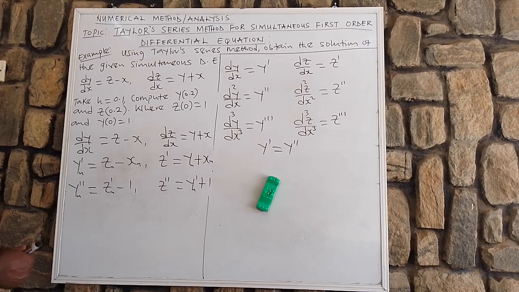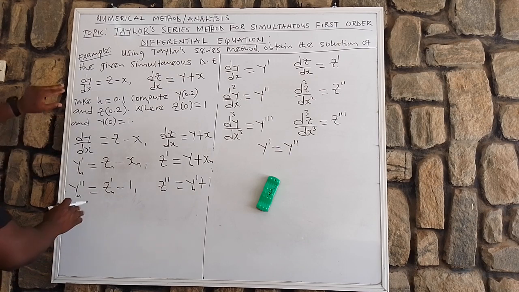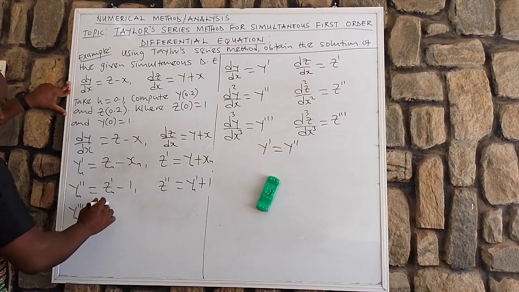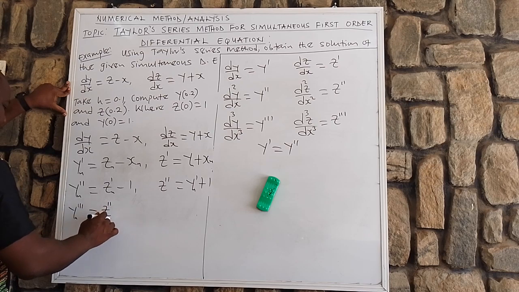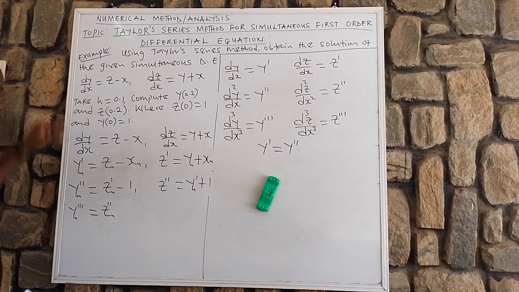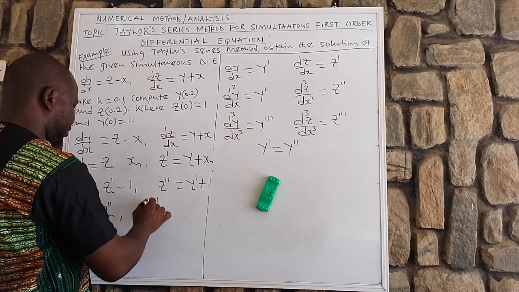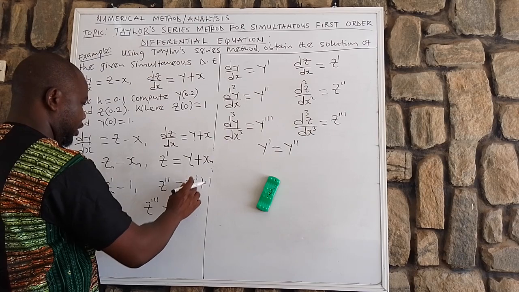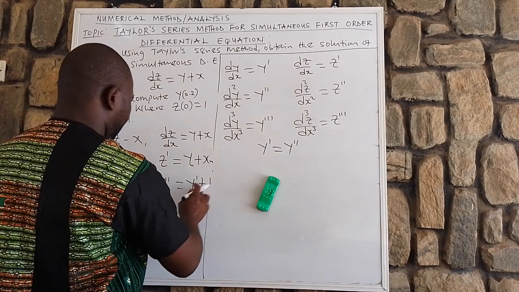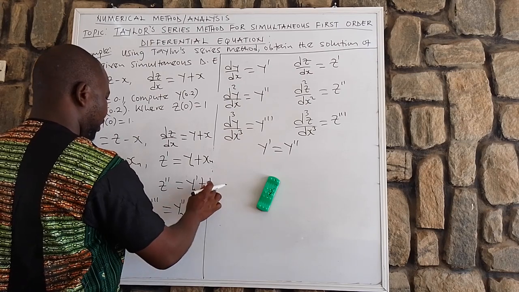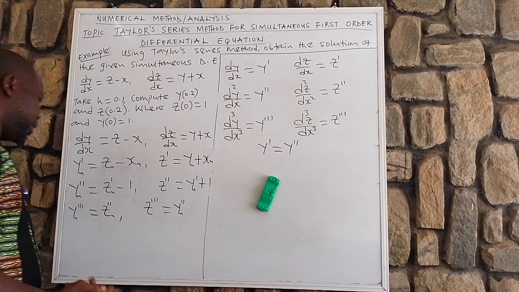Now let's move down to differentiate y double prime. If we differentiate y double prime, it gives us y triple prime subscript n. Then differentiating this gives us z triple prime subscript n. Differentiating 1 gives 0. The same thing applies here: z triple prime equals the derivative of this. Differentiating y prime gives us y double prime subscript n, and differentiating 1 gives us 0.